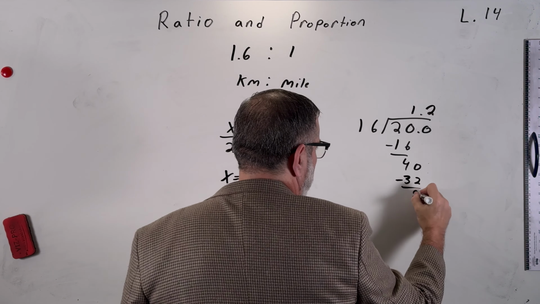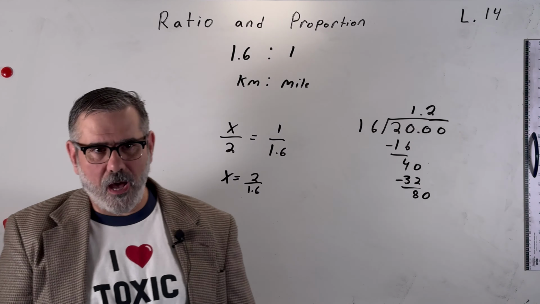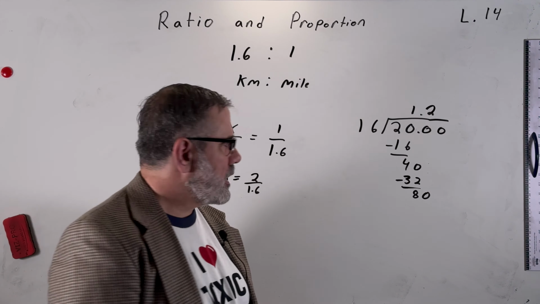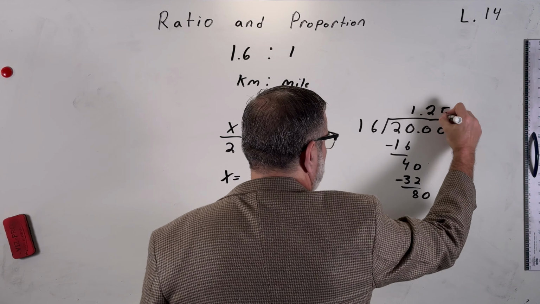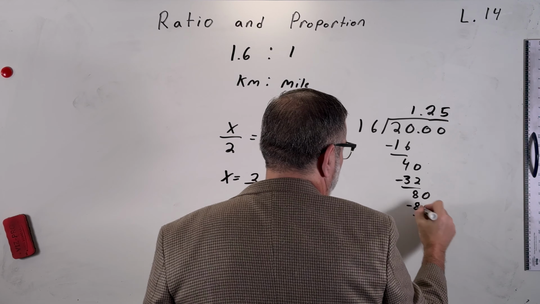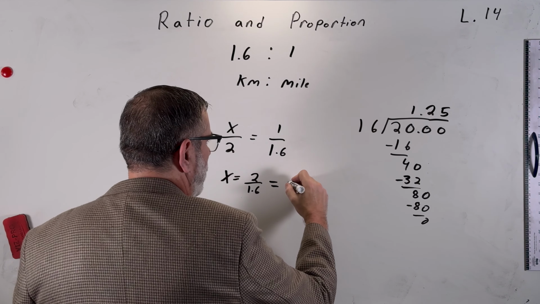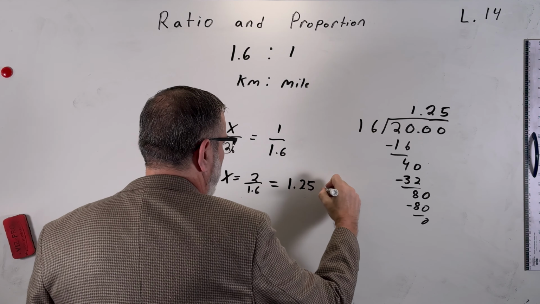Drop down another 0. How many times does 16 go into 80? Well, 16 times 5, that's the same thing as half of 160, which is, of course, 80. So we can get 5 16s into 80 with remainder of 0. So this tells us that 2 kilometers in miles is equal to 1.25 miles.